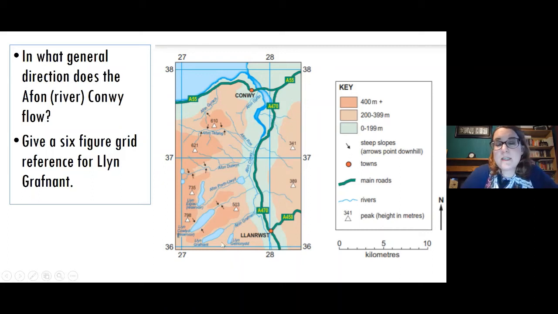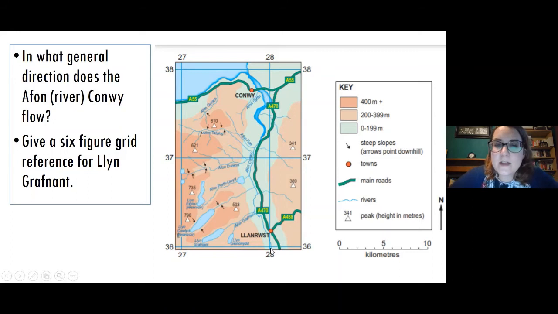This is another skills question that you might have on an assessment, and this looks at in what general direction does the Afon Conwy, or the River Conwy, flow, and this time you need to give a 6-figure grid reference as well. So if we look at this image, we've got our Afon Conwy here. Now the direction that it is flowing, if you look at this map, is a northerly direction.